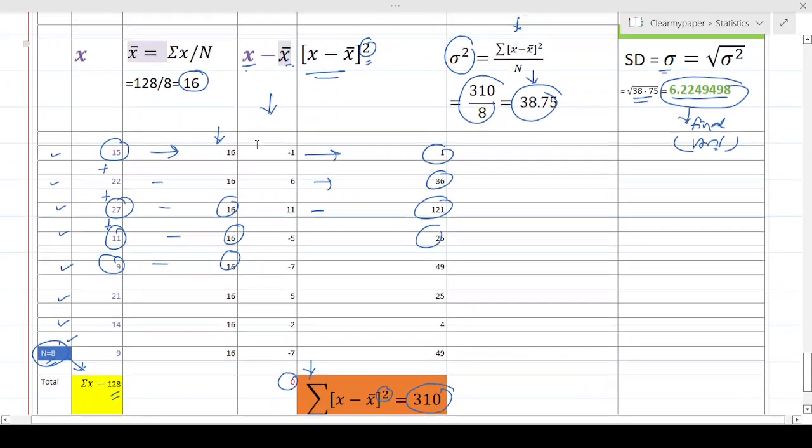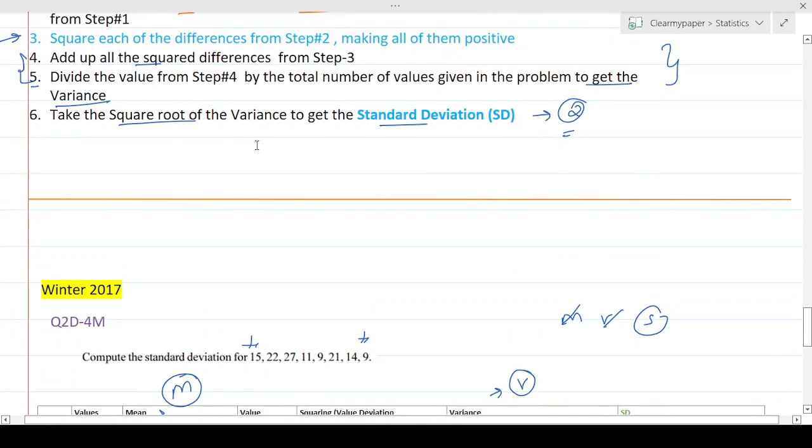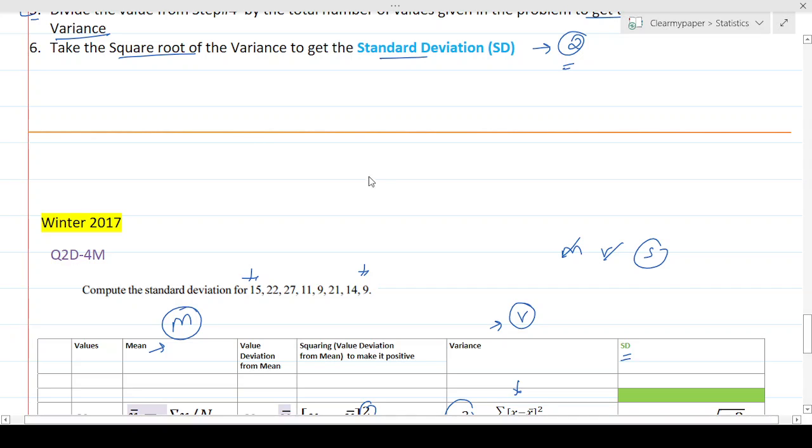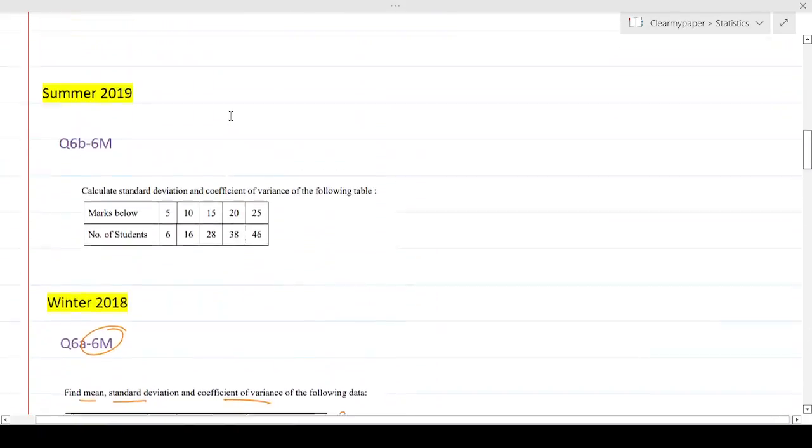Simply tabulate the format, and just remember you have to find the mean, then the mean deviation and the variance, and finally the SD. So follow the formula for M, V, S, and that way you will not miss it. So that's securing your 4 marks for ungrouped data for standard deviation.